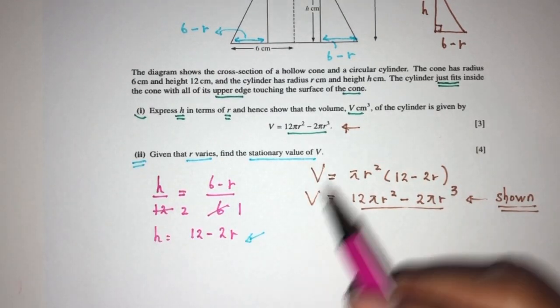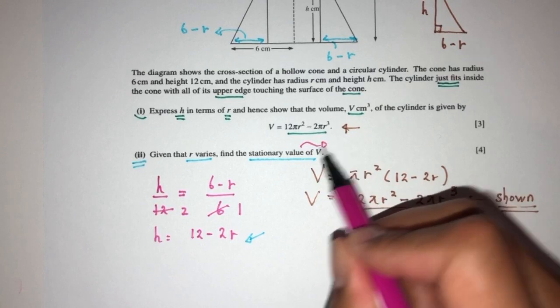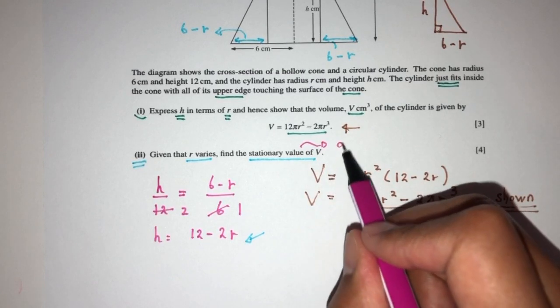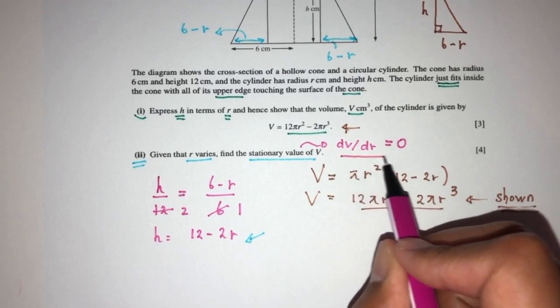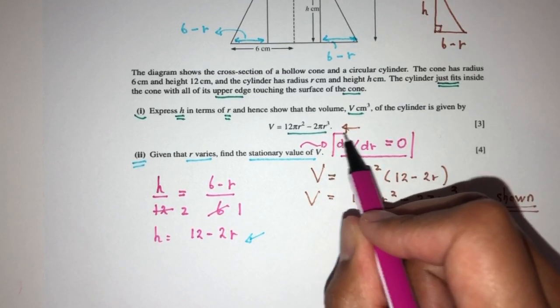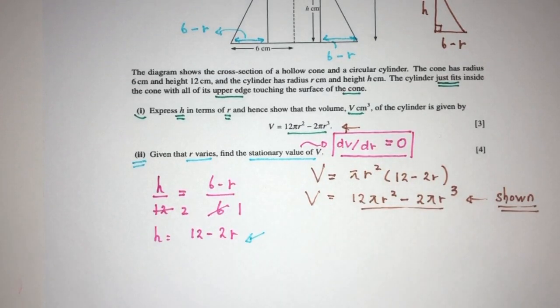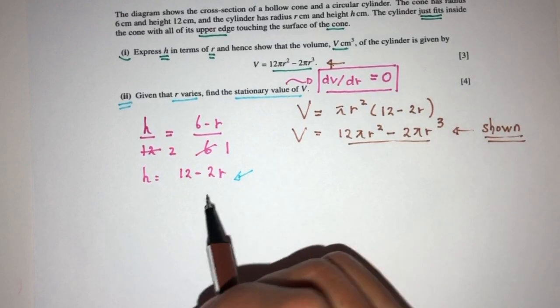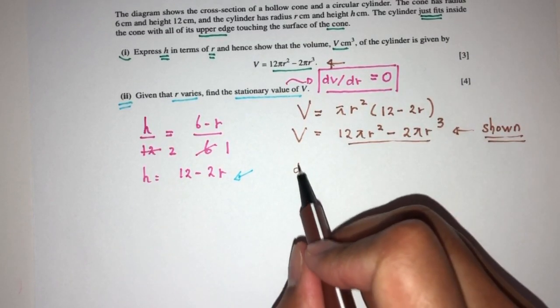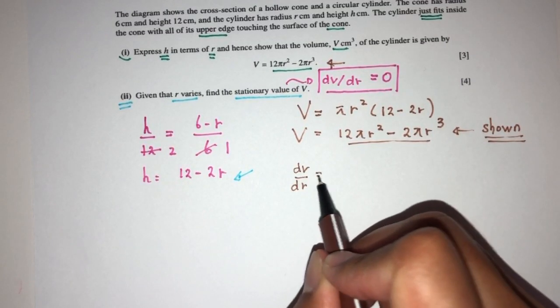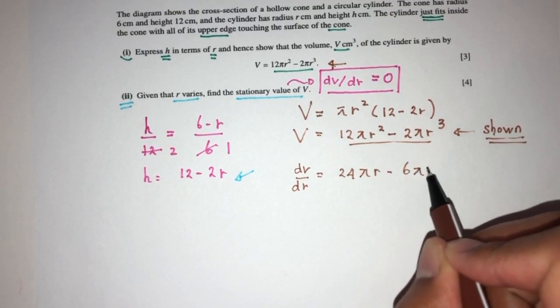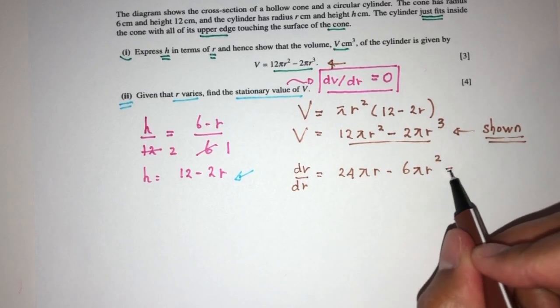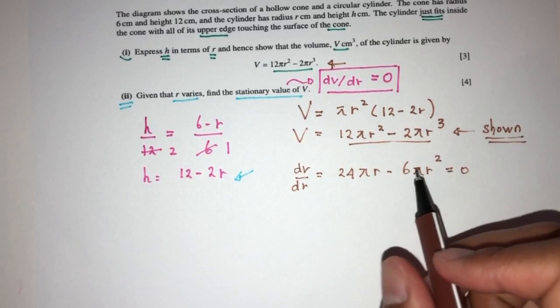So pretty easy. As we must know by now, at the stationary value, dv by dr has to equal 0. So that's the main equation we have to solve to find the value of v for our stationary value. First thing first, what is dv by dr? That will be 24 pi r minus 6 pi r square. Now equate that to 0. First thing first, we can divide by r on both sides.